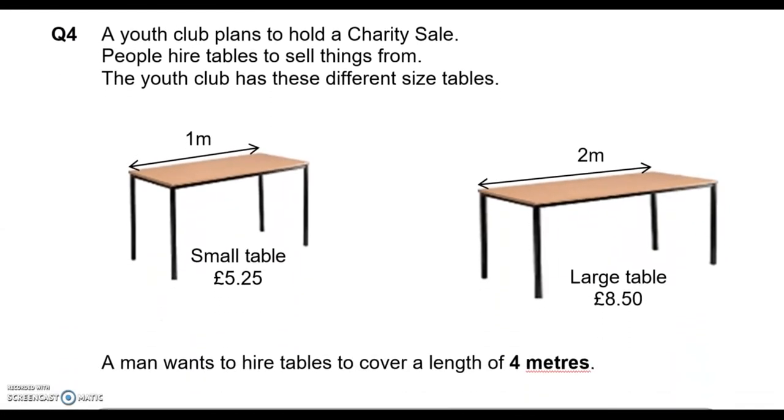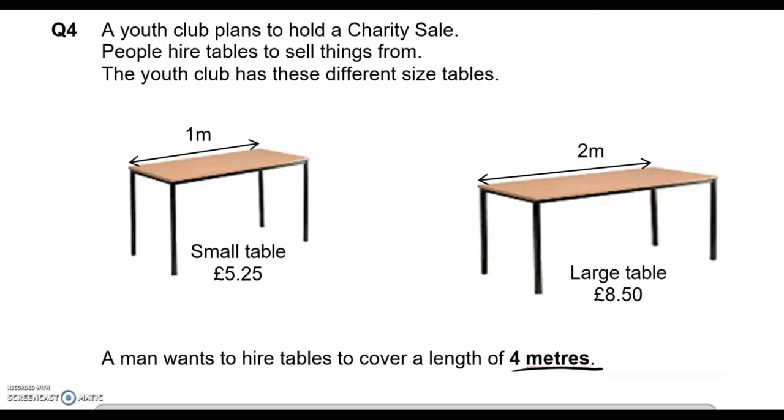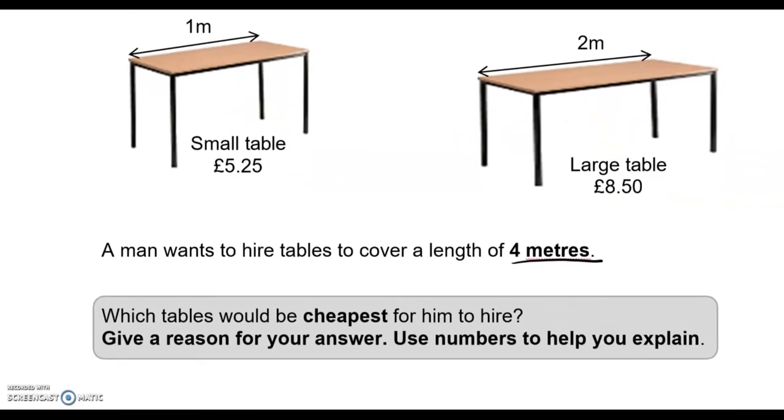Question 4. A youth club plans to hold a charity sale. People hire tables to sell things from. The youth club has these different size tables. So we've got a small table and a large table. A man wants to hire tables to cover a length of 4 meters. Which tables would be cheapest for him to hire? Give a reason for your answer. Use numbers to help you explain.